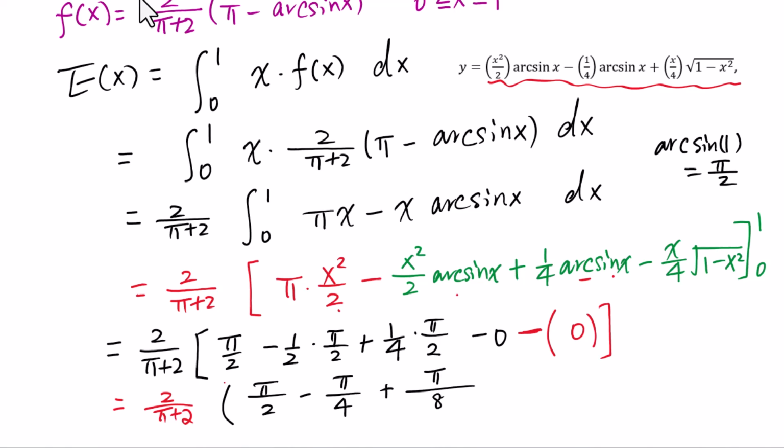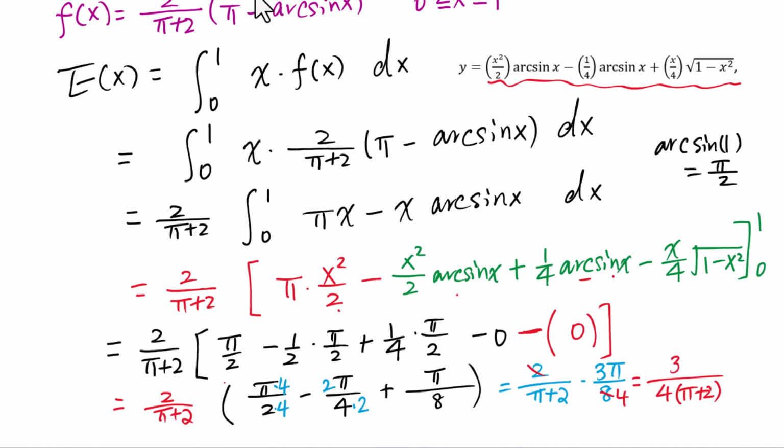8 is the LCD, so times 2, times 4, equals 2 over (pi plus 2) times (4 pi minus 2 pi, then plus pi), 3 pi over 8. Reduce. We got 4 times (pi plus 2) as the denominator. The numerator is 3 pi.